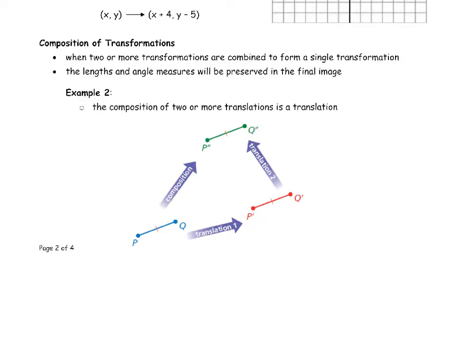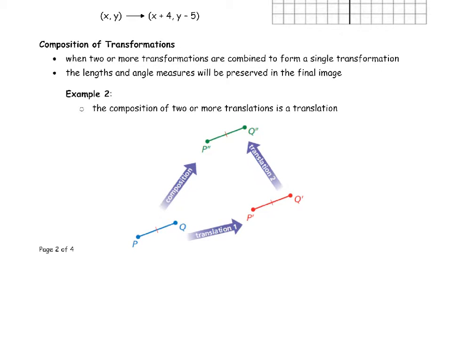Composition of transformations is when two or more transformations are combined to form a single transformation. The lengths and angle measures will be preserved in the final image. So in this example, the composition of 2 or more translations is a translation. So for example, this segment is originally here. And then notice it is moved here. That's the first translation. And then the second translation creates it here, which this is then identified as a composition.